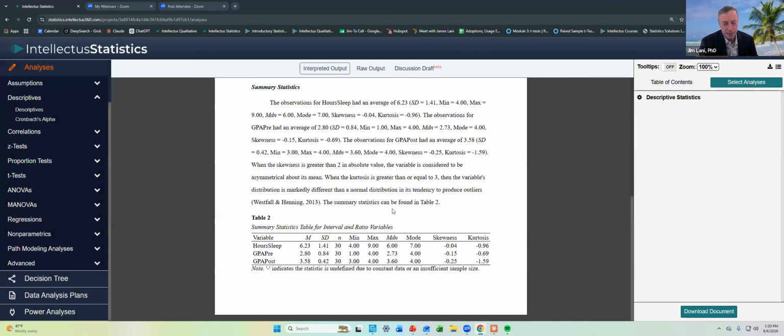These numbers are perfect. So this is all driven by the R programs. So just to know that this is not hallucinated whatsoever. Okay, so to know that.